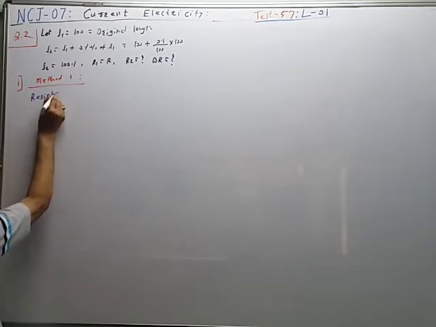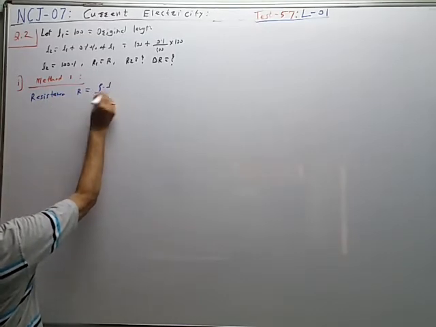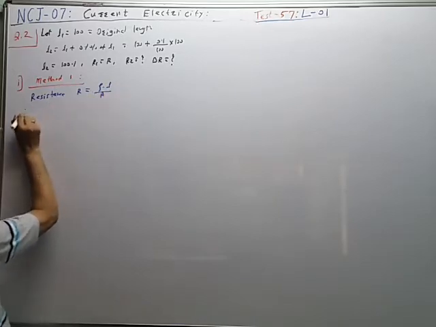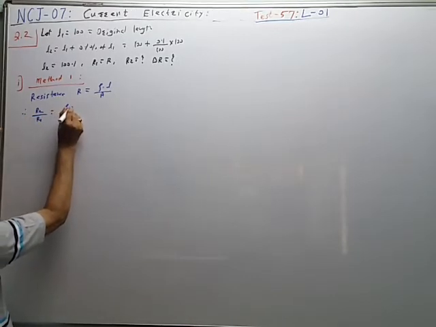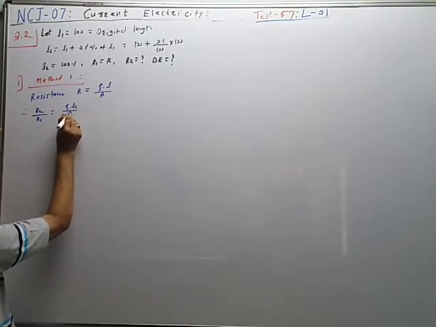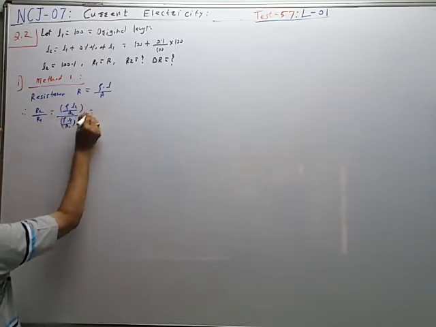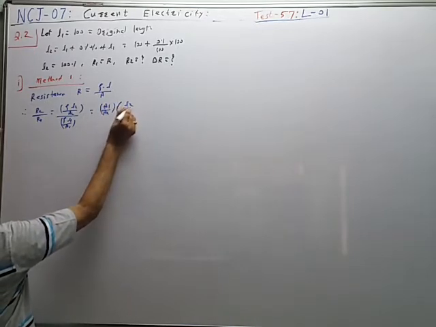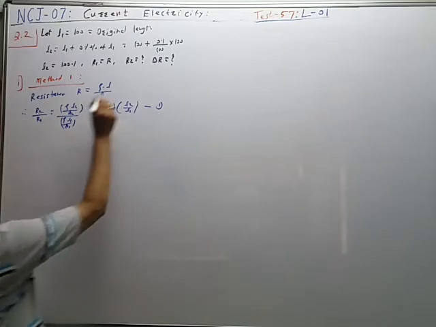So method 1 is like this. Resistance R is equal to rho into L by A. Therefore, R2 upon R1 is equal to rho into L2 upon A2, upon rho into L1 upon A1. So this is equal to A1 upon A2 multiplied by L2 upon L1. So this is equation 1. This is equation capital A.